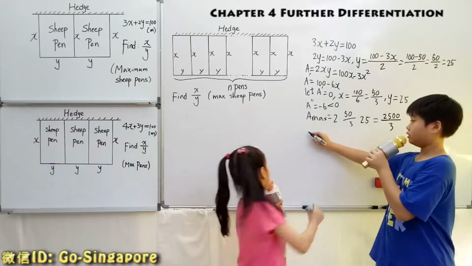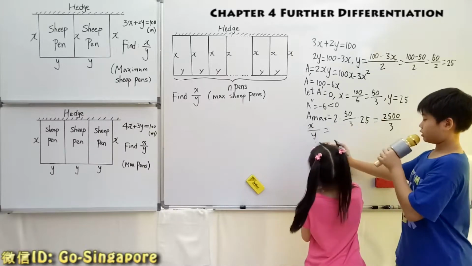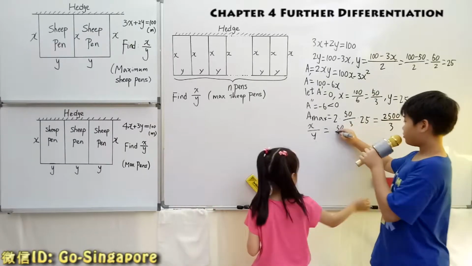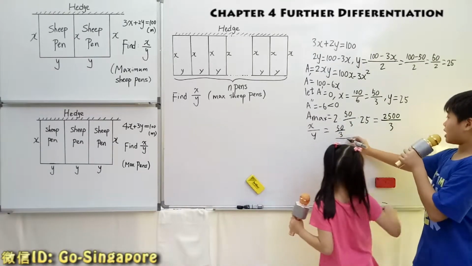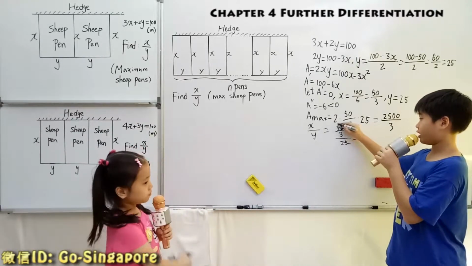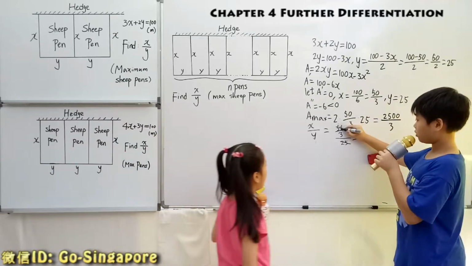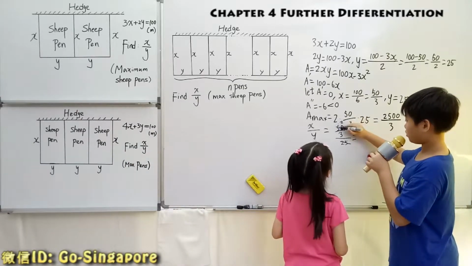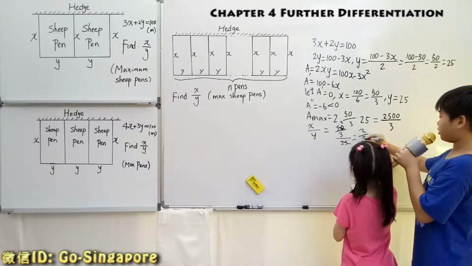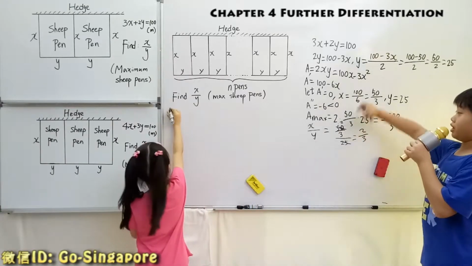Now we'll find x over y. x is 50 over 3, y is 25. We can simplify. So this is actually 2/3, right? Okay, so this is for the first question.